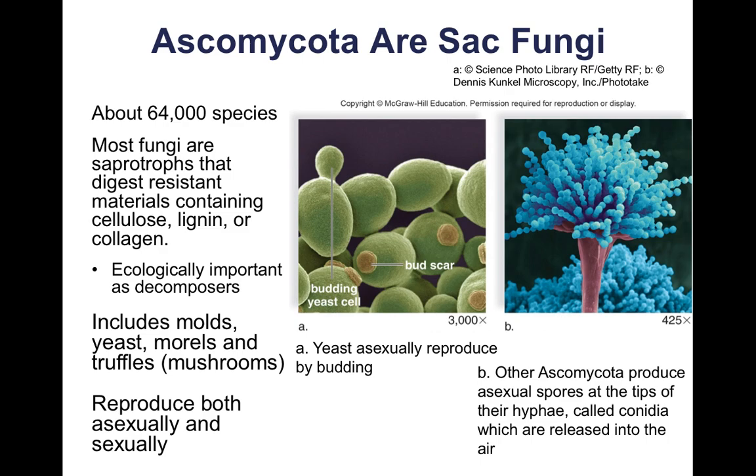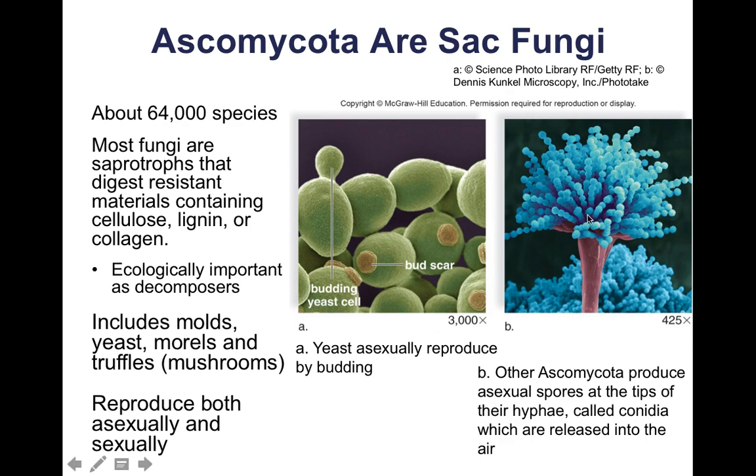This group of fungi reproduces both asexually and sexually. So what I have here are two examples of asexual reproduction in this phyla. So we have yeast. Yeast reproduce asexually by budding. So you'll have a pinching off of part of the cell and form a new cell that is, of course, identical to the parent cell.